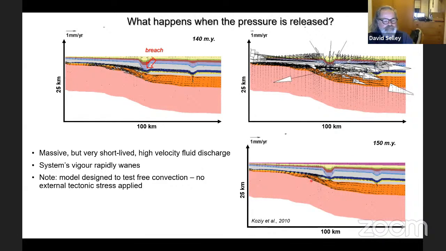We can see that we've got relatively weak convection still occurring here, but we can see by the size of the velocity vectors that the system is effectively shut down. So that's where I want to leave it for this little introduction, just to highlight the fact that it's not sufficient to really try and resolve the hydrological architecture at the deposit scale.